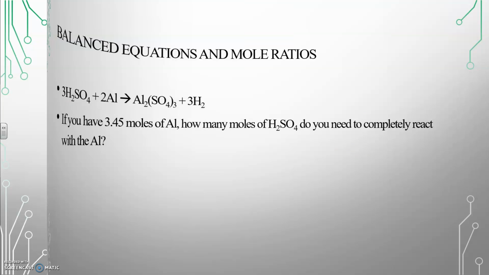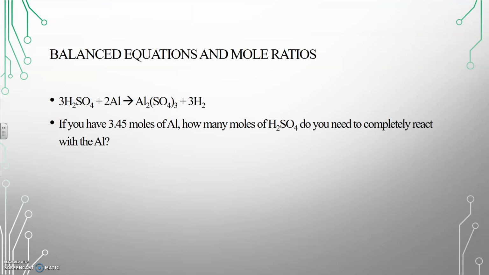All right, so now we're going to get into some of the calculations here. I can show you actually how to use this, and it's relatively simple. Just remember these are mole ratios, so in order to do these calculations, you actually have to have your numbers in moles. You can't do it with grams. You have to convert from grams to moles. So you have 3.4 moles of aluminum. How many moles of hydrogen sulfate do you need to completely react with the aluminum?